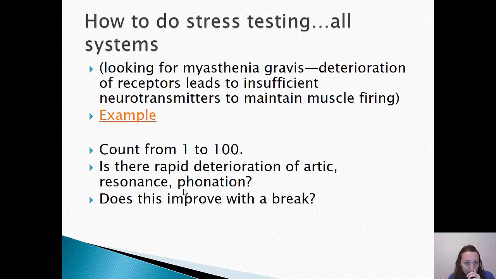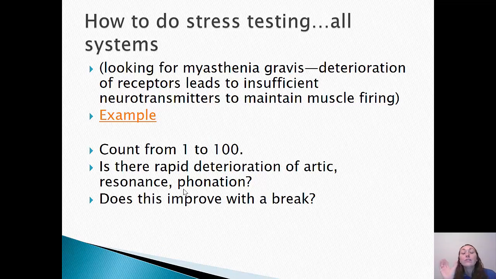And by stress testing, we want, for a prolonged period of time, to have that patient use all of the systems together, which is speech production. So a task that we can do for this is having patients count 1 to 100. Now, in the real world, are we going to necessarily have them continue to count 1 to 100? I don't know how long it would take. Does every patient count 1 to 100 and we just wait to 100 and then stop?